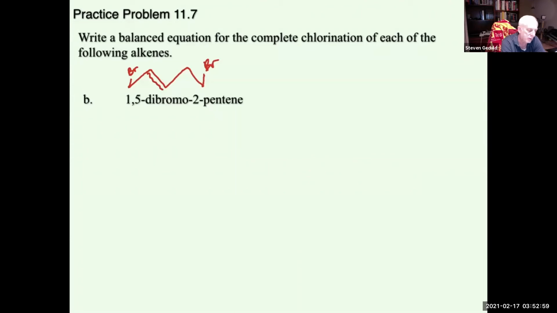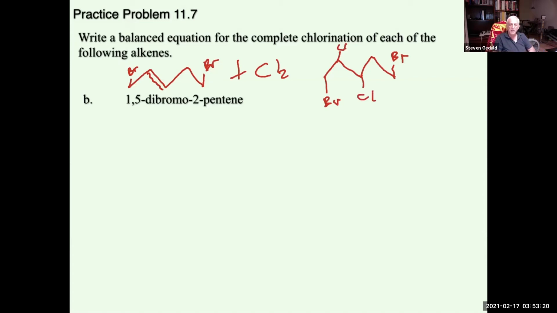And we're going to add chlorine, and we're going to need 1 Cl2 because we only have 1 double bond. So we have 1, 2, 3, 4, 5. We have a bromine, we have a bromine. And at each of the double bond carbons, we're going to have a chlorine. Okay, and there's your line structure doing it that way.